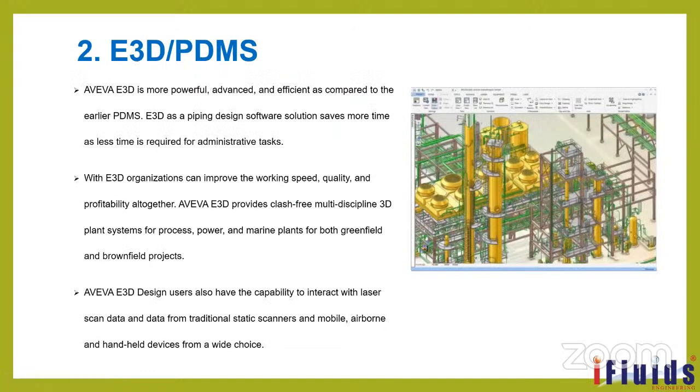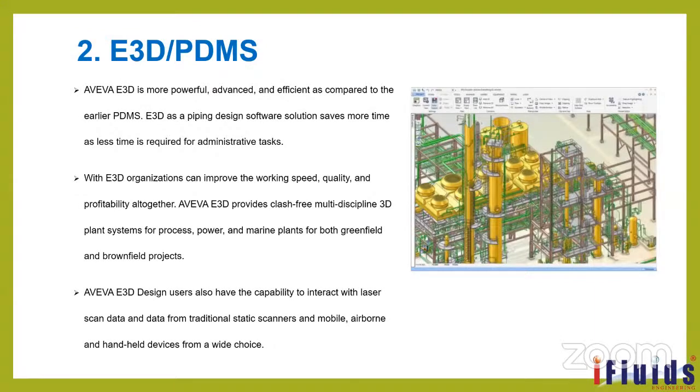Second one we are going to see is E3D, PDMS. PDMS is the older one. E3D is the newer version. So Aveva E3D is more powerful, advanced, and efficient as compared to the earlier PDMS. Like I said, it saves more time because the software is an advanced one. With E3D, organizations can improve working together. Aveva E3D provides a clash-free multidiscipline 3D plant system for process, power, and marine plants. It has the capability to interact with laser scan data and data from traditional scan models.